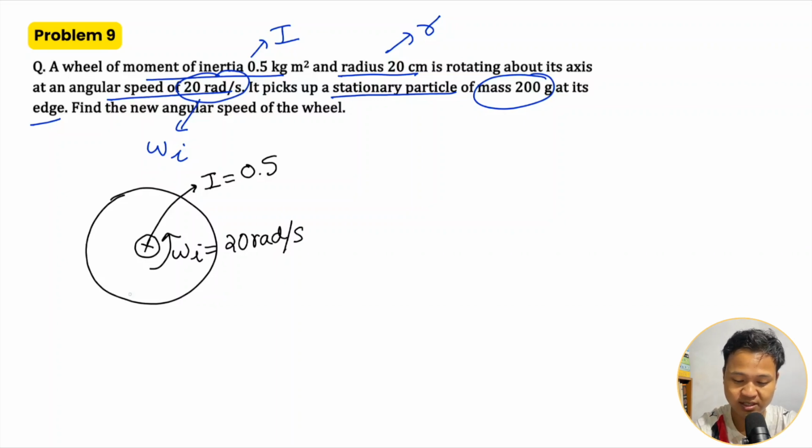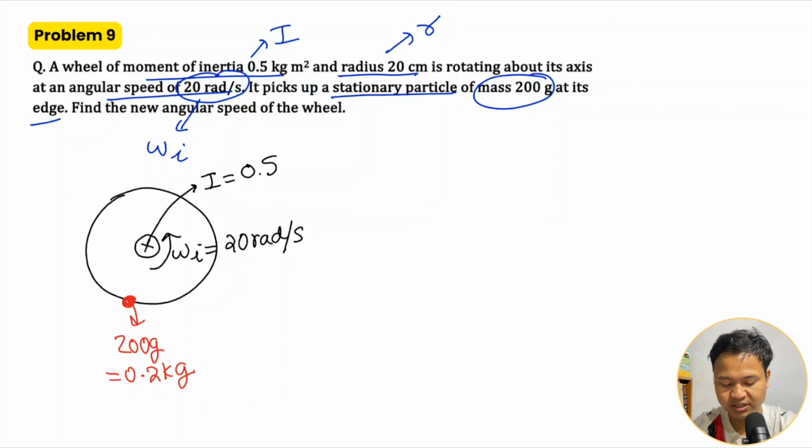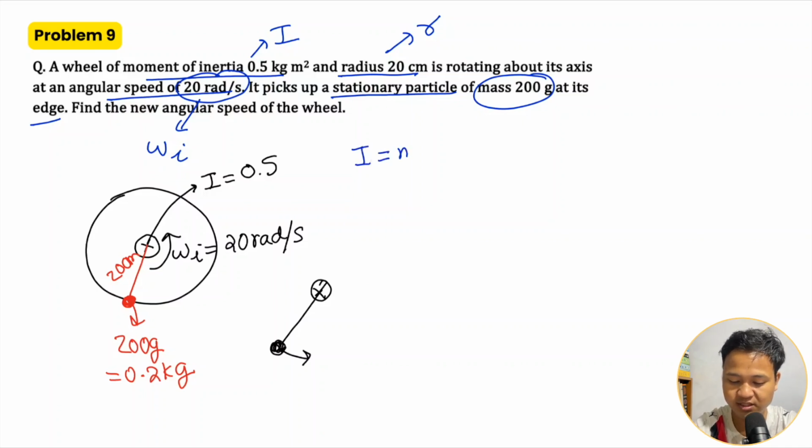The mass of the particle is 200 grams, that is 0.2 kg. The particle also rotates, so we need its moment of inertia. See, the distance is 20 centimeter. So if I have a mass m rotating about this axis at some distance, like this, the moment of inertia is m r square. So the moment of inertia of the particle is m r square.